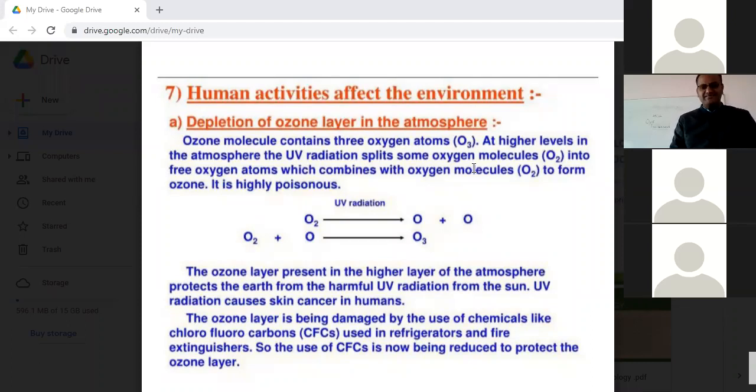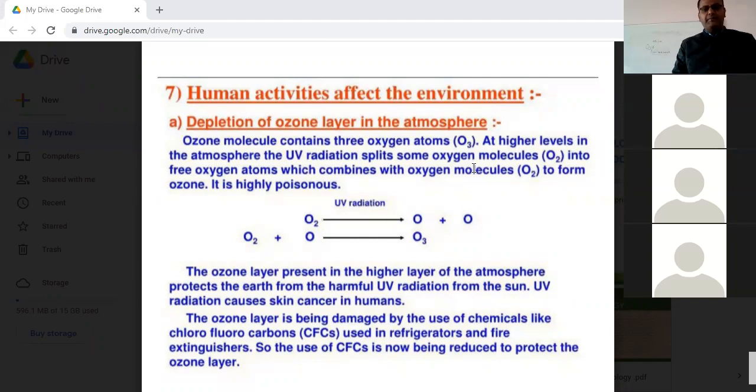Mainly the greenhouse gases also contribute to a larger extent, but the main chemical responsible for the ozone layer depletion is chlorofluorocarbon. Okay. So with this, we have come to the end of this chapter, our environment. If you have any queries from this chapter, you can ask. From next day, we will be starting with the discussion of the chapter Heredity and Evolution. Though we have completed that chapter also, we will rediscuss it.